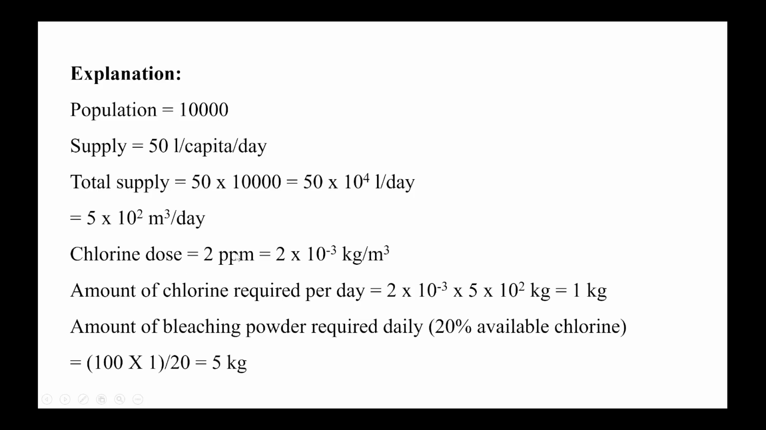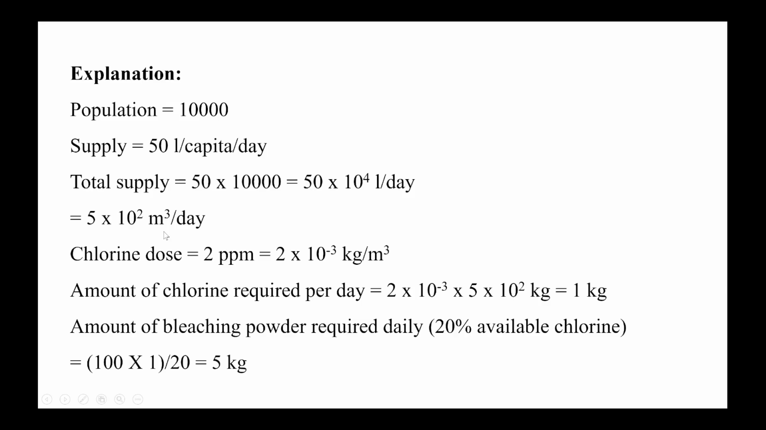Now our chlorine dose is given in ppm, so 2 parts per million. So that means 2 into 10 raised power minus 3 kg per meter cube. This is just the conversion from ppm to kg per meter cube. 2 into 10 raised power minus 3 kg per meter cube is the chlorine dose. Now, amount of chlorine required per day would be, so total supply is 5 into 10 raised power 2, and the chlorine dose is 2 into 10 raised power minus 3 kg per meter cube. So for 1 meter cube, 2 into 10 raised power minus 3 kg of chlorine is required.